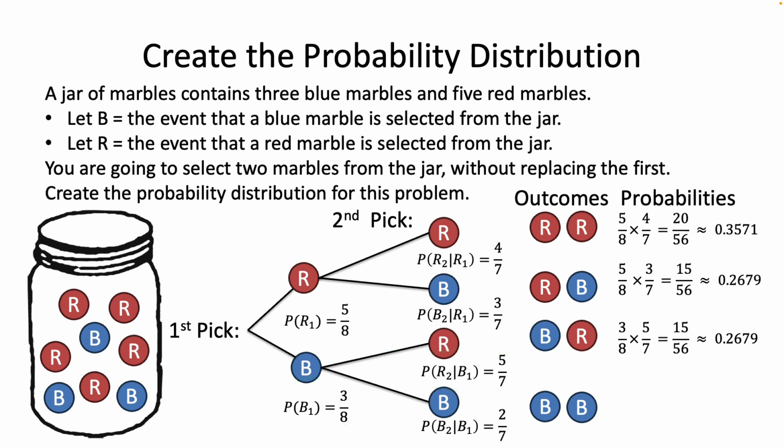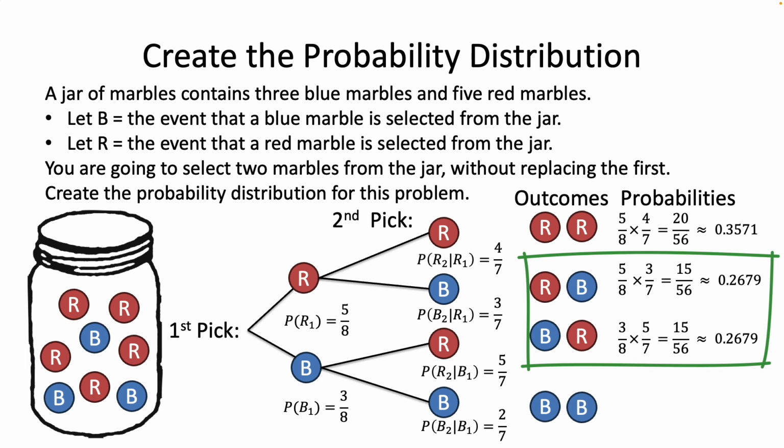Now I'll pause here to note that these 2 events, red then blue, or blue then red, have the exact same probability. However, they both need to be listed as different outcomes in the probability distribution because the order in which red and blue came up is different.